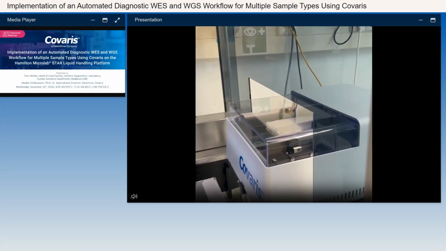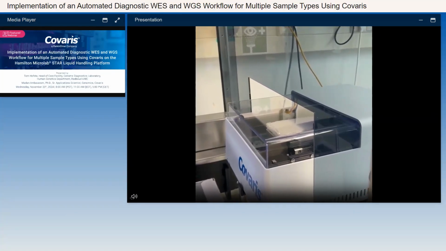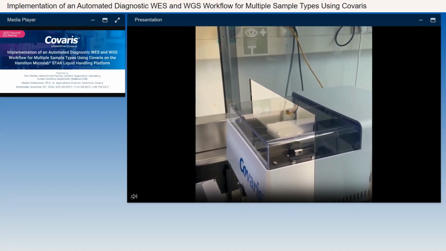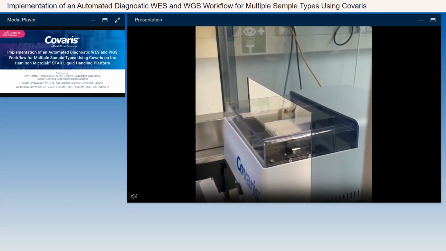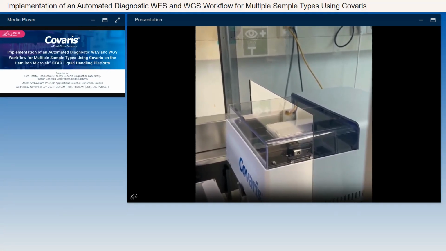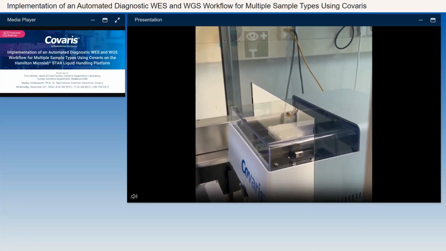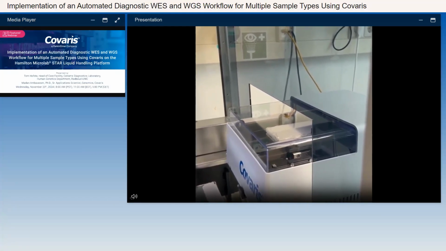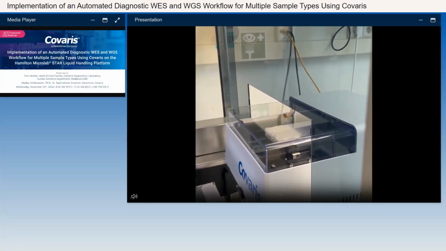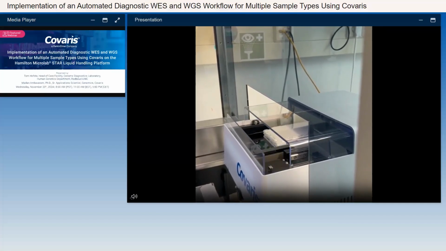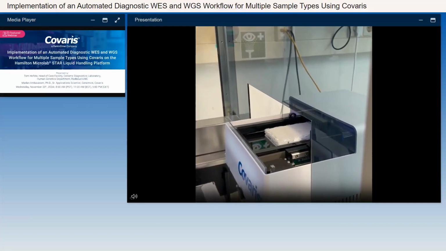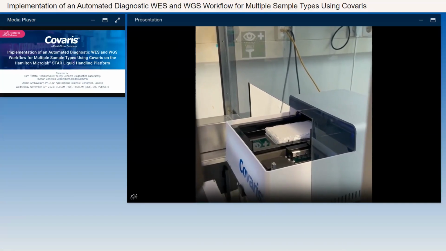The plate is now in the Covaris R230, and you see the movement, and you also hear the sound of the Covaris that it's making. And when this is finished, the lid of the Covaris will open automatically, and the robot is able to pick up the plate out of the Covaris and bring it back into the deck of the Hamilton Starlet.